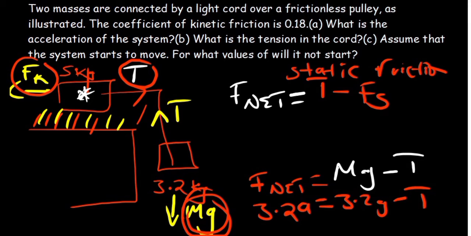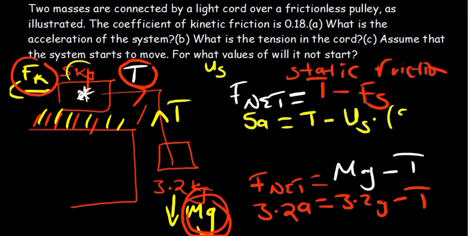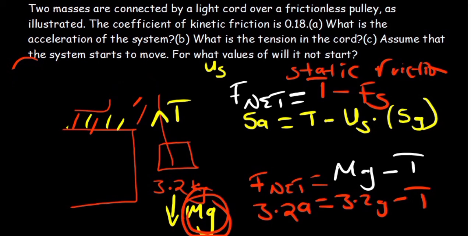Okay, so then what do we have for the net force? For the first part, the net force is going to be 5a. So we can now say T minus mu s, which is the coefficient of static friction, the value that they're asking for, multiplied by the normal force. The normal force is still mg, which is 5g in that case. Before you even substitute, let's work it out that way and see what we're going to have.